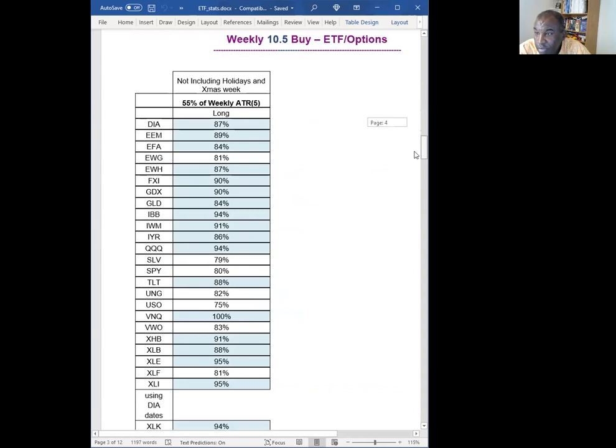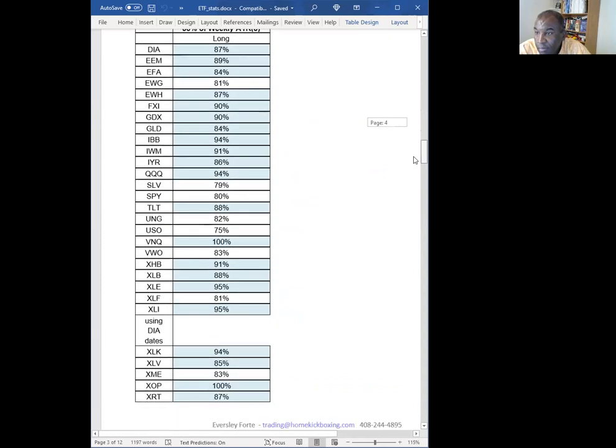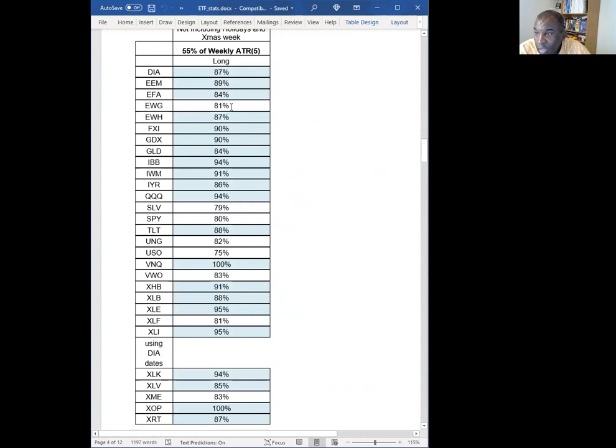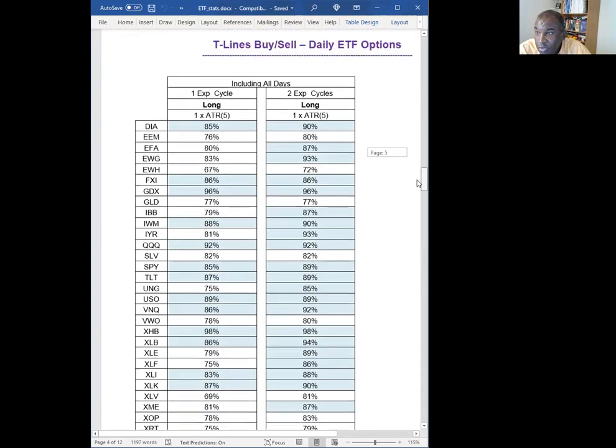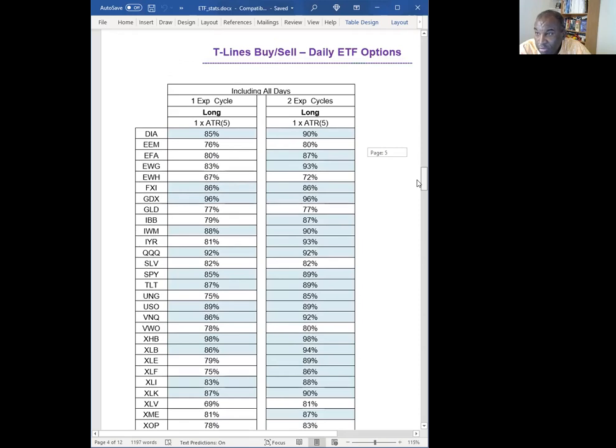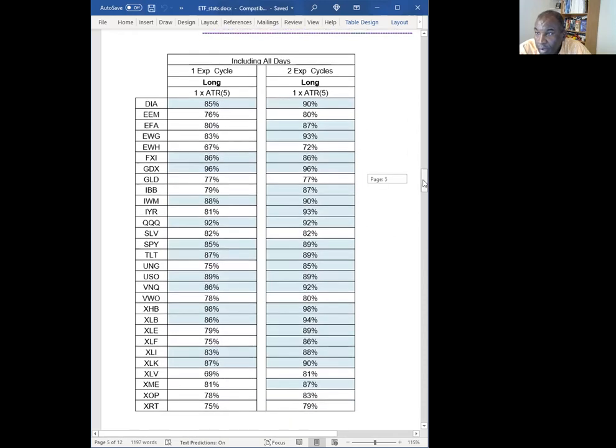It's another one of the weekly chart strategies. If it's 81%, we're not touching it. 80%, not touching it. It has to be 84% or higher in the shaded light blue. Once again, this is one of the weekly strategies. This is one of the daily chart strategies. This is one of the Donchian daily chart strategies, the T-line buy sell. This is the long side. Here are the stats with 1 expiration cycle. You can just look at how many more light blues there are on the 2 expiration cycles.